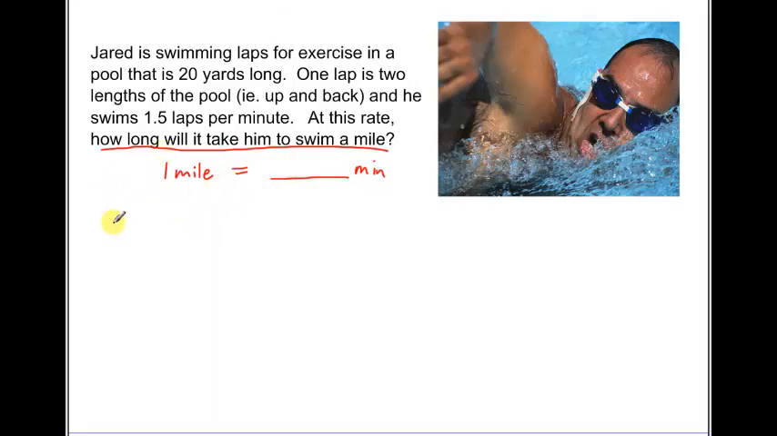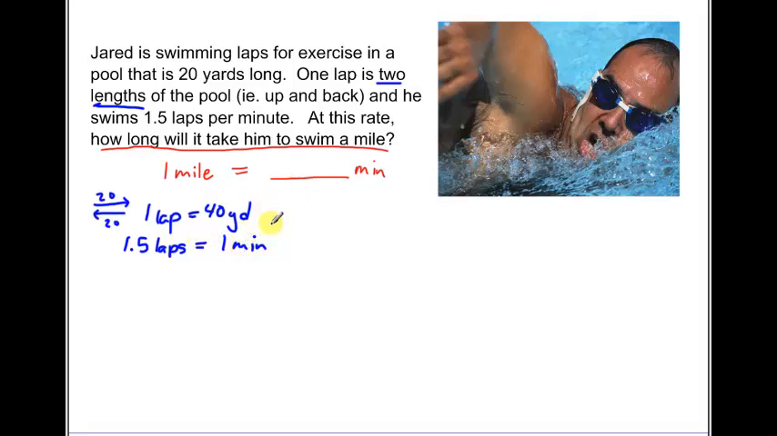Now let's list a few things that we know. We know that the pool is 20 yards long, and 1 lap is 2 lengths. So let's say, if you understand this, you're going forward, that's 20 yards. You're going backwards, that's 20 yards. So that's 1 lap. 1 lap is equal to, that sounds like 40 yards to me. 40 yards. And we know that he swims 1.5 laps per minute. So 1.5 laps is the same for him in time as 1 minute. You can write it out that way.